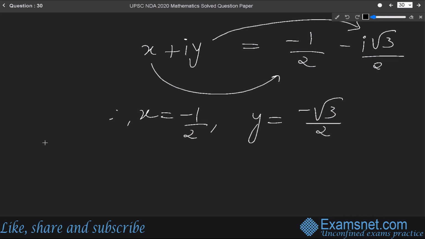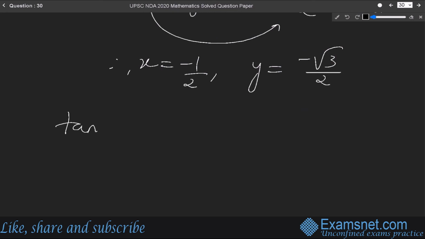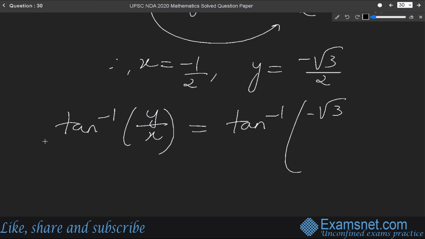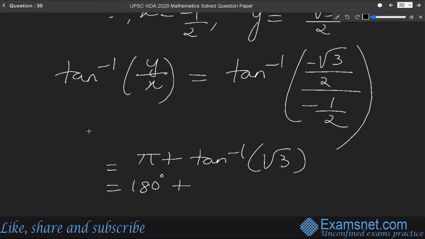Now we have to find the argument for the complex number. So the argument is tan inverse y upon x. So just putting the value of x and y here, tan inverse of (minus root 3 by 2) upon (minus 1 by 2). Further solving it, it will be pi plus tan inverse root 3, which is equal to 180 plus 60, which is equal to 240. So the argument for this complex number is 240.